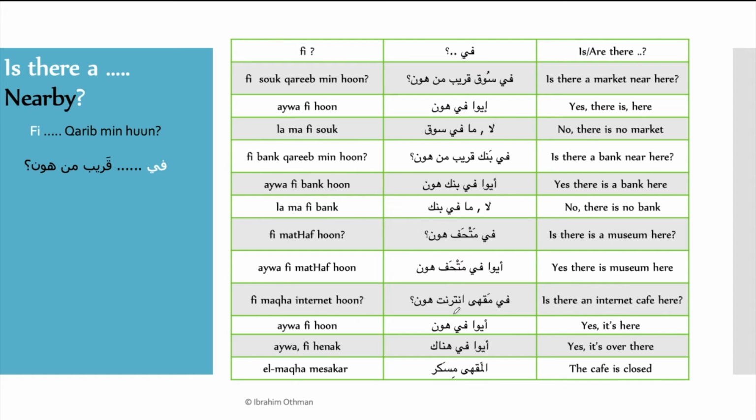في مقهى إنترنت هون. People must say, أيوة في هون. Yes, there is here. There's one here. Or more people say, أيوة في هناك. It might not be there. You might be close, but not close enough. So people say, yes, but it's over there.